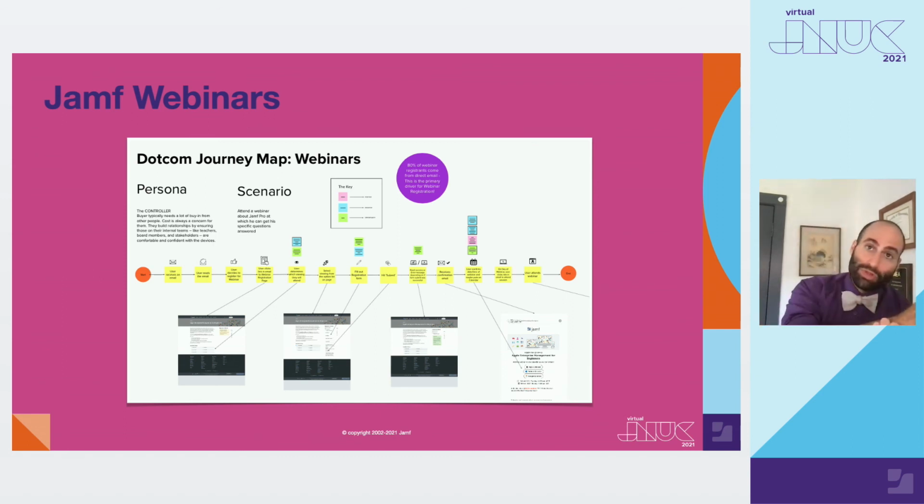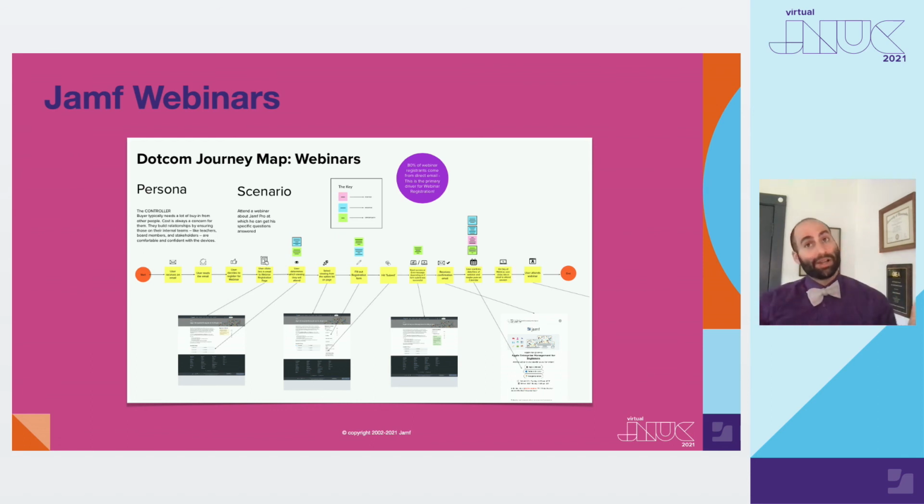Then we started with the first orange dot, and then we went through each possible step of the way people are using to access our webinars. We put clever icons above each of them. And for some of the yellow post-it notes, below them, we put actual pictures, screenshots from Jamf.com as how people are trying to sign up and where they're having issues.